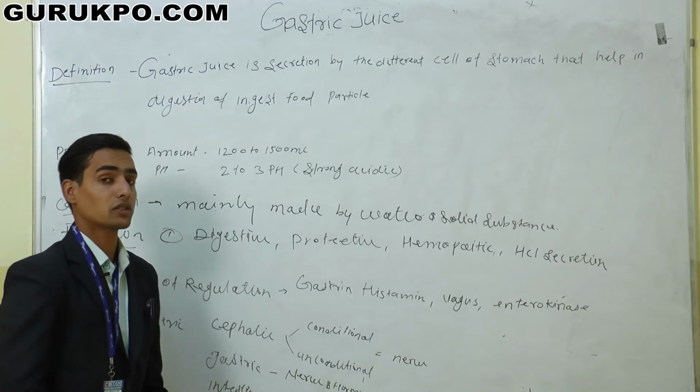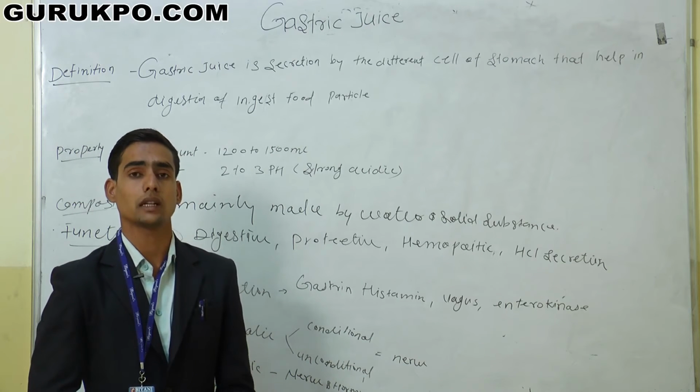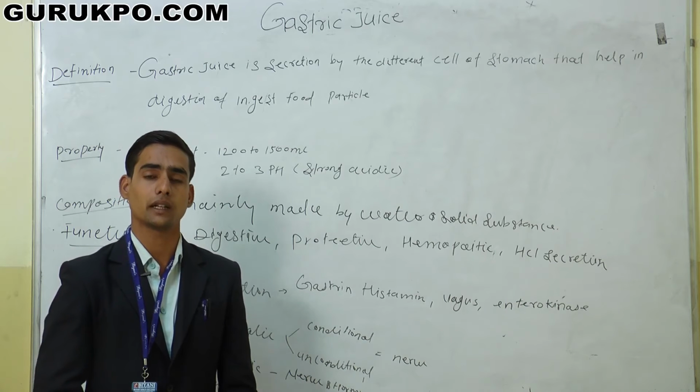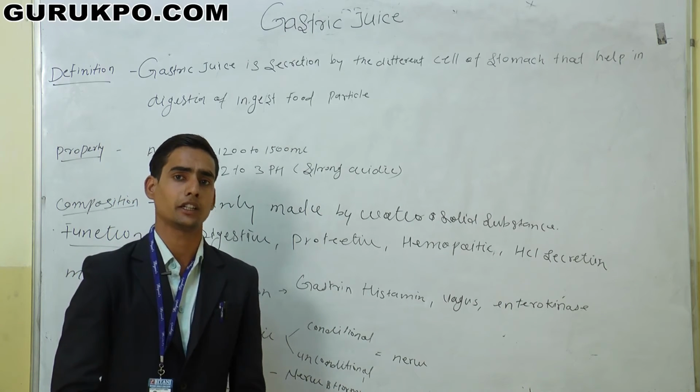Gastric juice is the secretion released by the stomach that helps in the digestion of the different particles present in the food that is taken in by any individual.